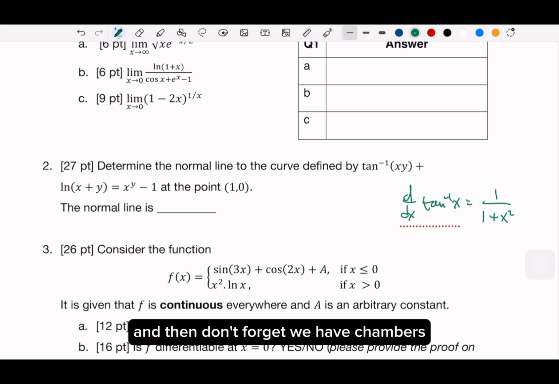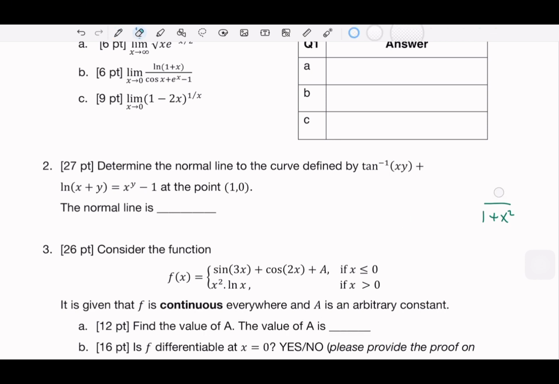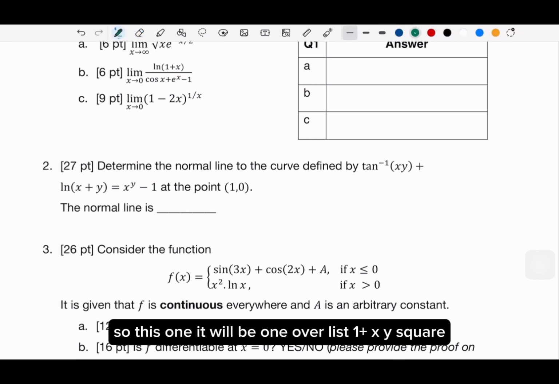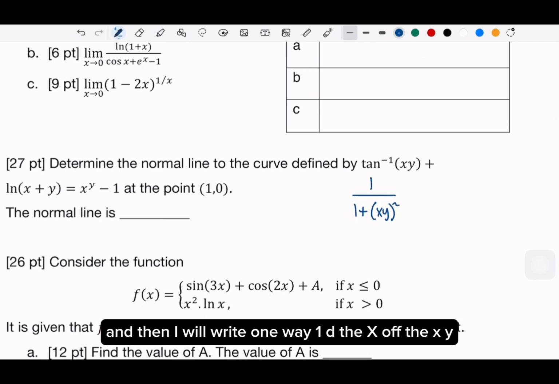And then don't forget, we have the chain rule. So implicit differentiation is always combined with the chain rule. So this one, let me erase this. This will be 1 over 1 plus (xy) squared, and then I will write one by one, d/dx of the xy.